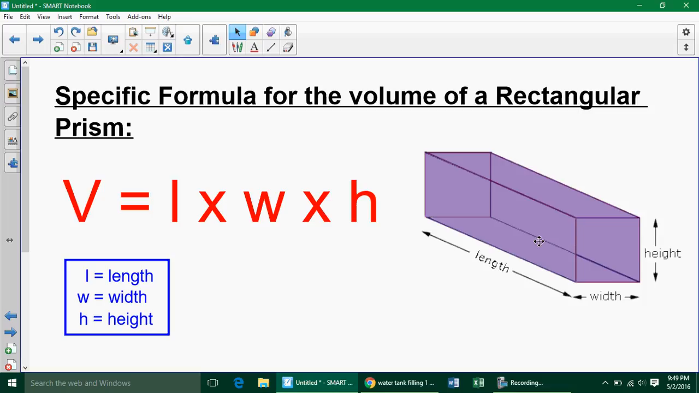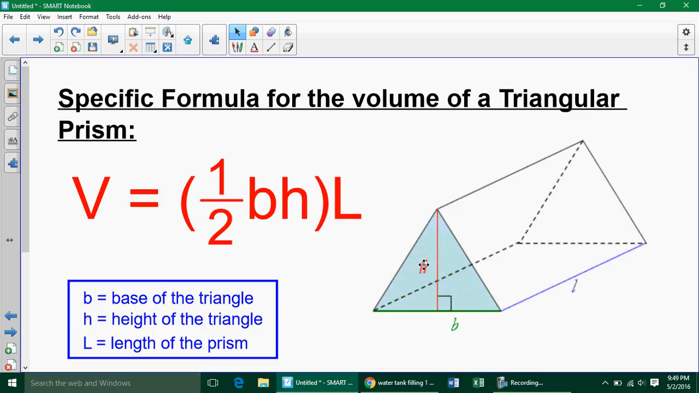The next prism you have is a triangular prism, okay? This one's a little bit more complicated, but still the same idea. Volume is equal to the area of the base times the height of the prism, or the length of the prism. In this situation, we have a triangle as a base. So to find the area of a triangle, you need to do 1/2 times the base times the height. That's where this half BH comes from. It's the area of this triangle here. Then to find the volume, we need to take that and multiply it by the length of the entire prism. So that's where the big L comes from.